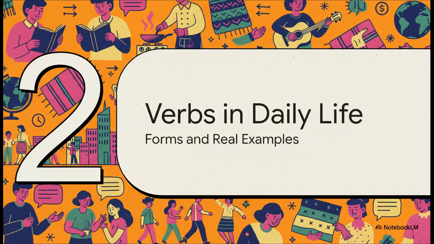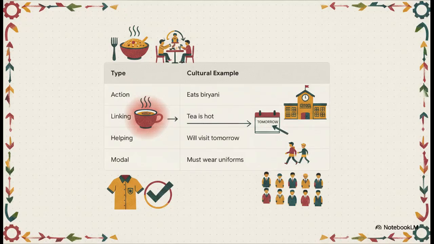Section 2. Verb types in daily life. Let's break down this guide. It's a fantastic, really practical look at how verbs show up in our daily lives. Starting at the top with action verbs. My family eats biryani on weekends. The verb eats brings that whole weekend cultural tradition to life.